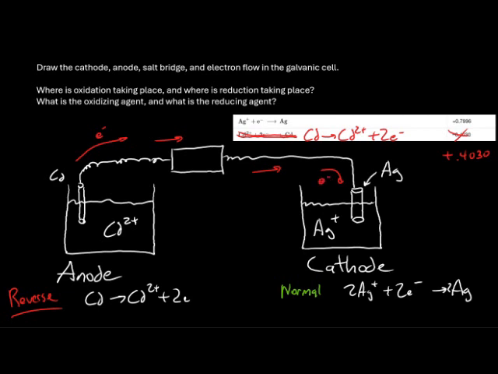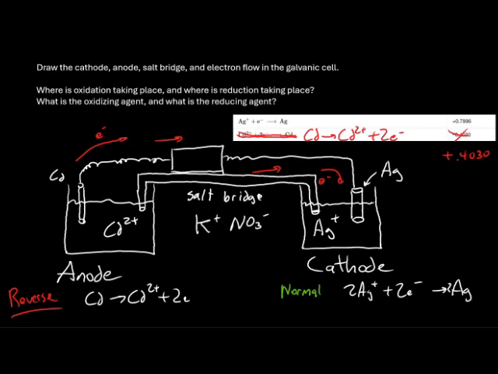Then to finish our picture, we'll draw the salt bridge. The salt bridge consists of a tube with a porous plug in it, and that tube is going to be connected to both solutions in the anode and the cathode both. Usually inside of this salt bridge will be the solution KNO3 or some similar compound. Whatever it is, it's going to be a salt that is highly soluble.